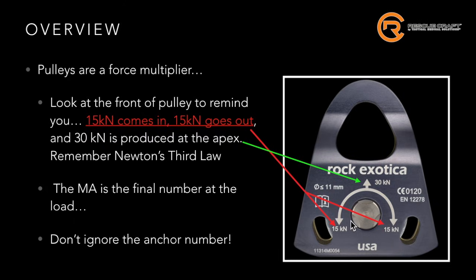So as a quick cheat, we can always look at whatever pulley you have. The majority of all pulleys have something on the front talking about what it's rated at. So whether this is 30 kilonewtons, like the one we have here, or it's 36 kilonewtons or 40 kilonewtons, whatever that number is, you're always going to see it with half that number in and half that number out. So we're talking about 30 kilonewtons here. If 15 goes into this pulley, then 15 has got to come out. And what we're going to have is 30 in this case right here at the apex of it.